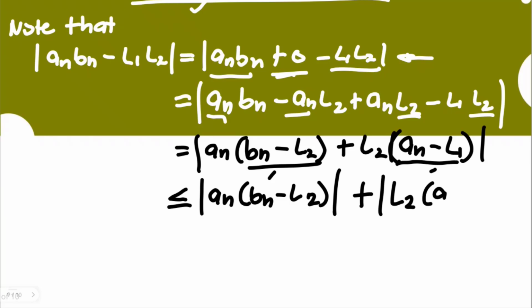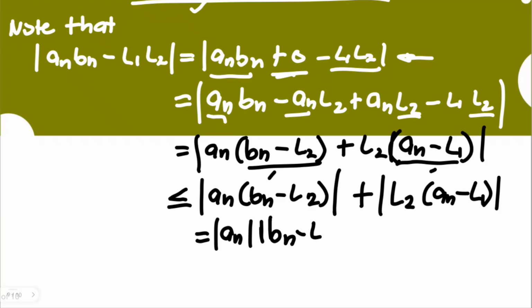You have a sub n minus L sub 1. Okay, so now that we have these two, we can use one of the properties of absolute value notation, where if we have the absolute value of the product, then we can break it into this form, the product of their individual absolute value notations. This is just equal to that. That's one of the properties of absolute value.